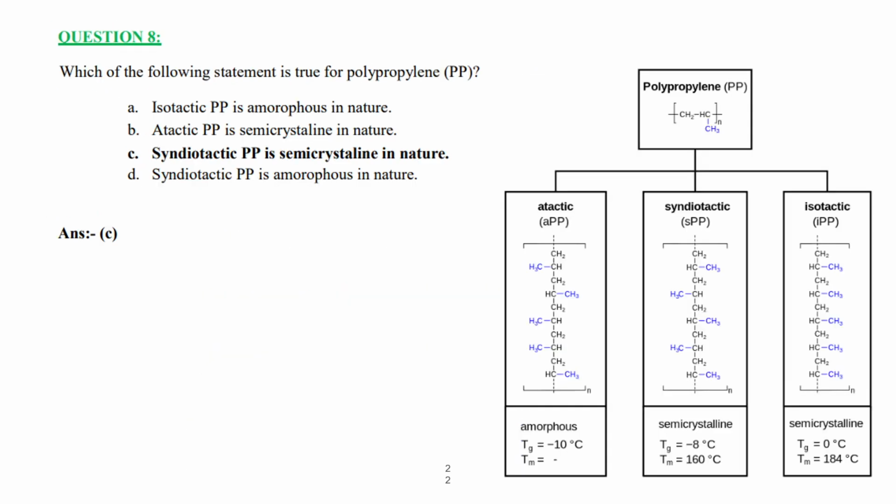Now coming to this, they want to know about polypropylene. So this is the monomeric unit. This is propene, and when it reacts, it remains in this kind of fashion. And it is polypropylene, and they want to know what is the correct statement among these four options.